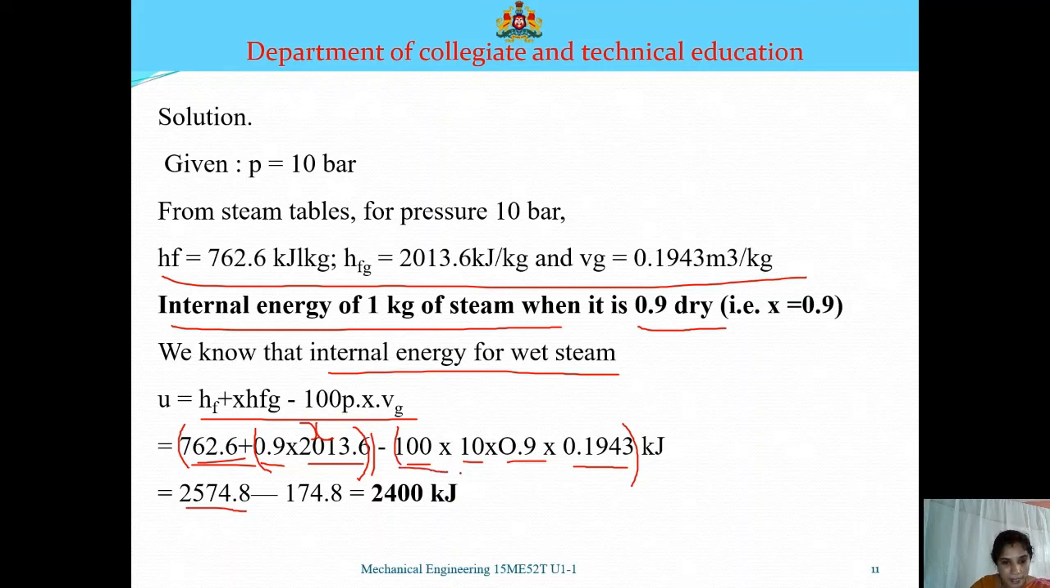So you multiply 100 into 10 into 0.9 into 0.1943. So how much will you get? You'll get it as 174.8. So the internal energy, if you subtract these two, you'll get the final answer as 2400 kilojoules per kg, because they have mentioned it as per kg. So the answer is 2400 kilojoules per kg of internal energy.